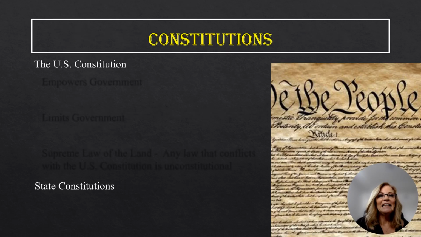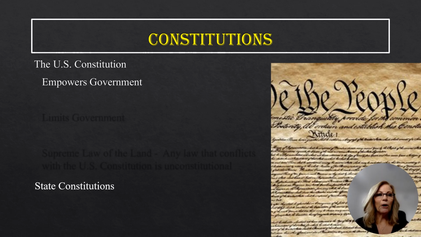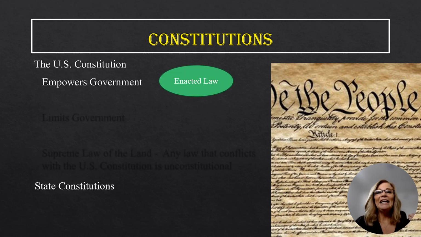So let's talk about the highest law of the land, the Constitution. But prior to the Constitution, the states actually had their own constitutions. And then the US Constitution came along. And what are our big three? Our big three: it empowers government. How does it do this? Enacted laws. It allows the government to make laws, and we call those laws enacted laws.